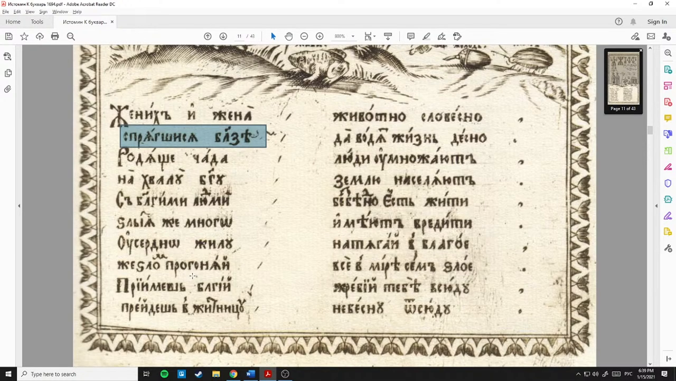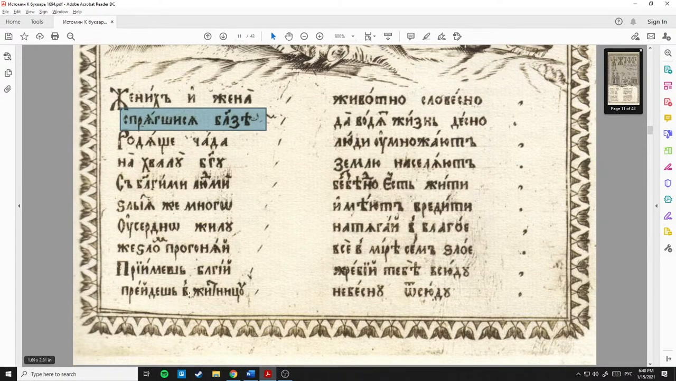Primieš blagi. So you probably take or accept blagi, blago, so the good. Žrebi tibie vsiudu. So fate or lot to you. So this is accusative. Vsiudu, everywhere. Primioš blago i žrebi vsiudu. Exactly. Perfect. Nice.